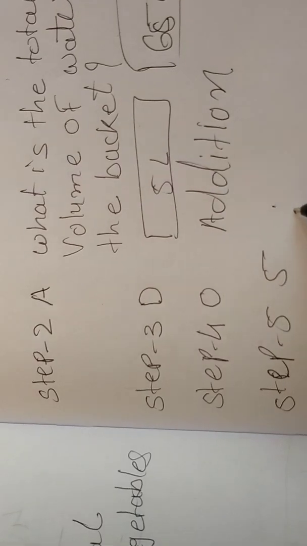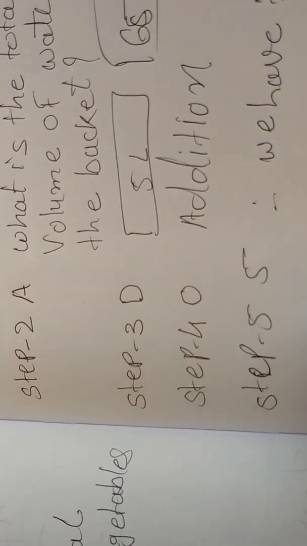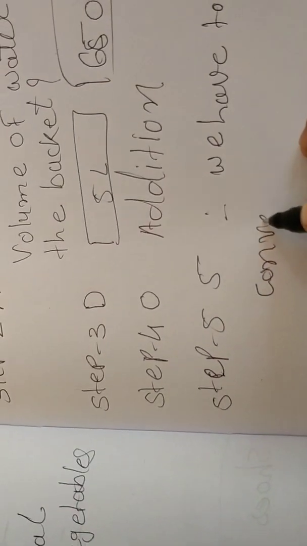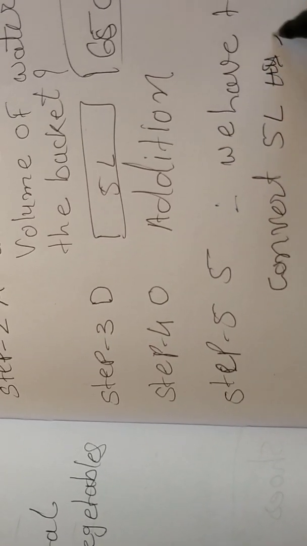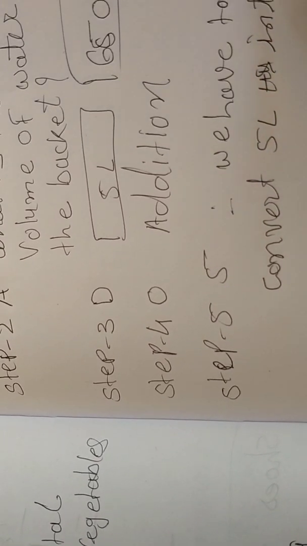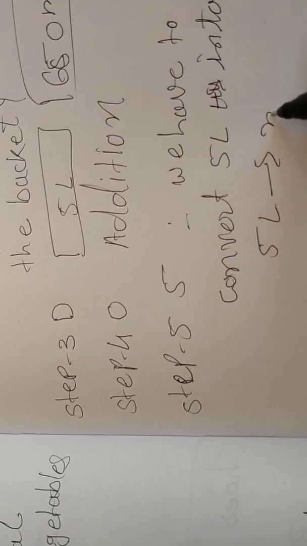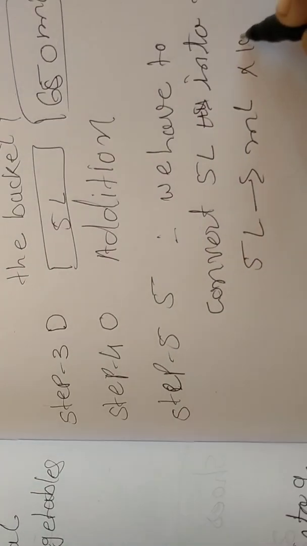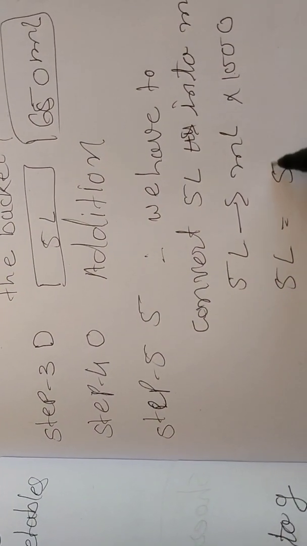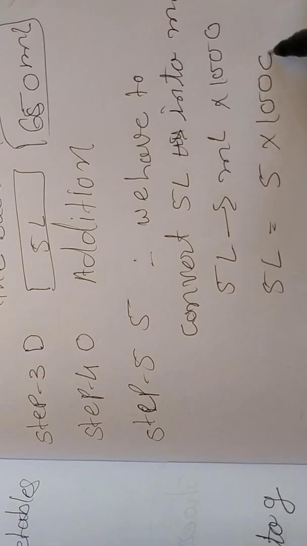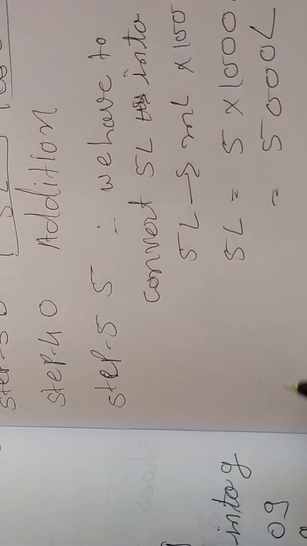Step number 5, solution is there. So we have to convert 5 liter into milliliter. 5 liter into milliliter, 1000 is there. 5 liter is equal to 5 into 1000, equal to 5000 milliliter is there.